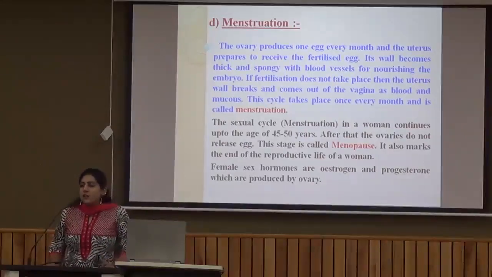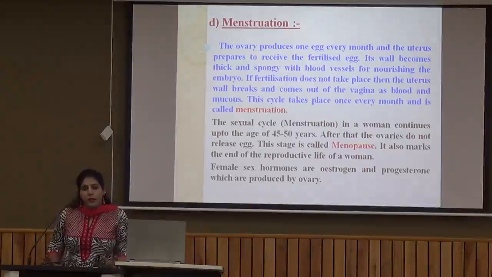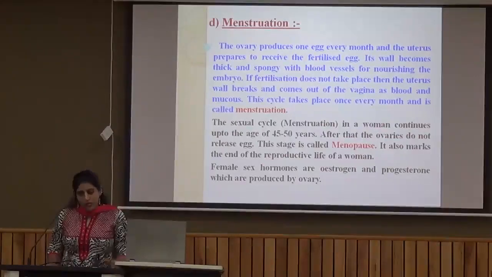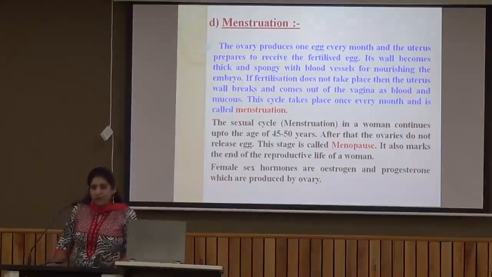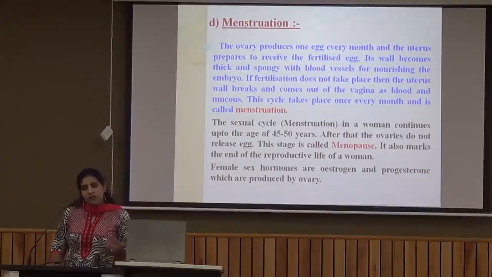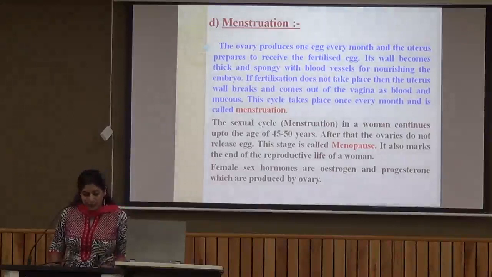If fertilization does not take place, then the uterus wall breaks and comes out of the vagina in the form of blood and mucus. This cycle takes place every month, and this cycle is called menstruation. Now, it is a bit painful sometimes because it is a blood layer, and when it breaks down, it causes some discomfort. So it happens every month if fertilization does not take place.